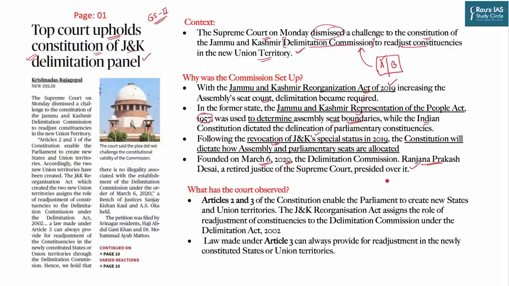Now, what has the court observed? The court has said that Articles 2 and 3 of the Indian Constitution, which you should go through, provide that Parliament can create a new state or Union Territory, which is an obvious thing. The Jammu Kashmir Reorganization Act assigns the role of readjustment of the constituencies to the Delimitation Commission. And the Delimitation Commission is enjoying the power of the Parliament, which can create a new state. So ultimately, according to Articles 2 and 3, creation of the Delimitation Commission is not unconstitutional, and it can be created on the whims and fancies of the Parliament. A law which is made under Article 3 can provide for the readjustment of any new state, according to the Supreme Court. Hence, the Delimitation Commission created for Jammu and Kashmir is completely constitutional, as stated by the Supreme Court yesterday.